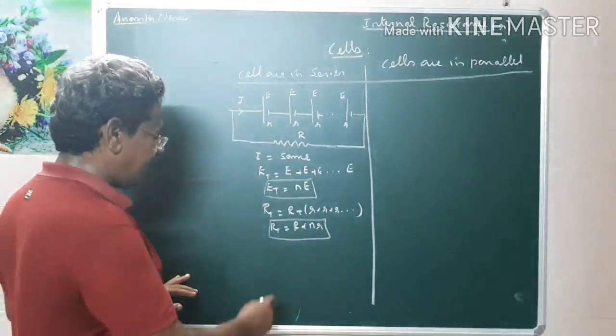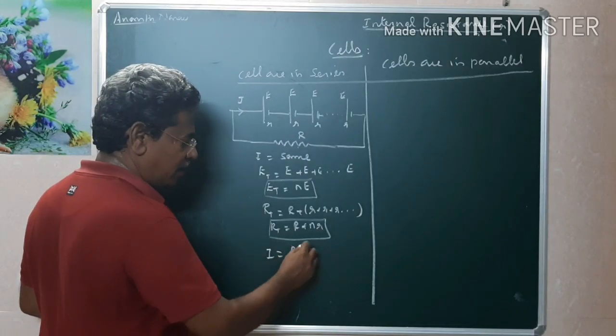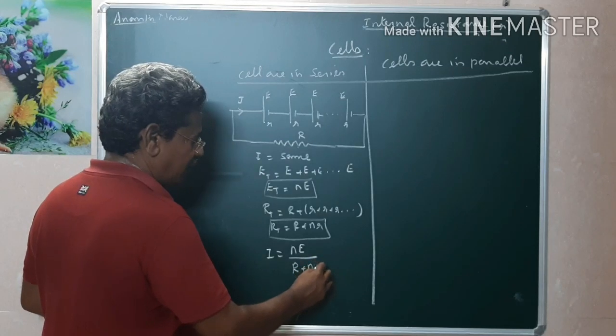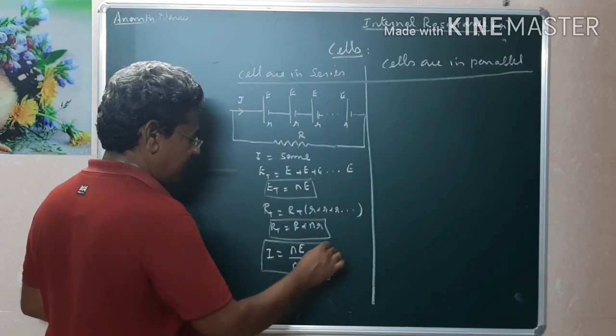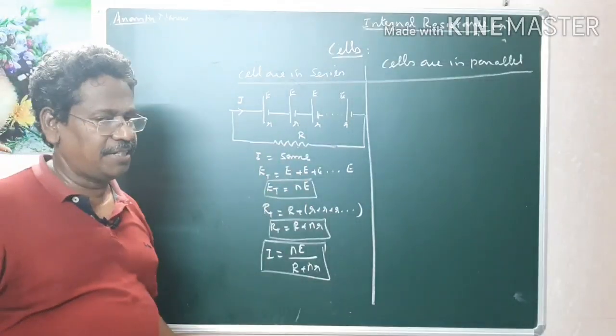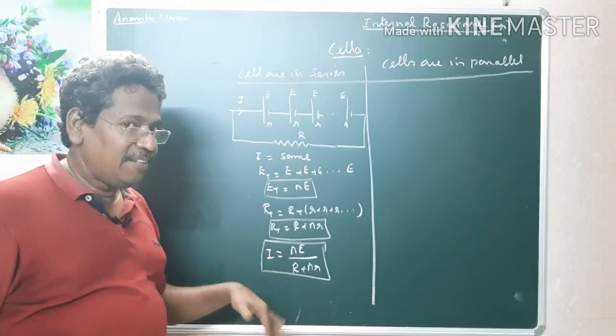Then what is the total current? Because the current remains the same, total current is V by R. Therefore, I is equal to NE by (R plus Nr). This is the internal resistance small r and R is the external resistance. This is the expression for when the cells are connected in series. Based on this, now I can write 3 different cases.